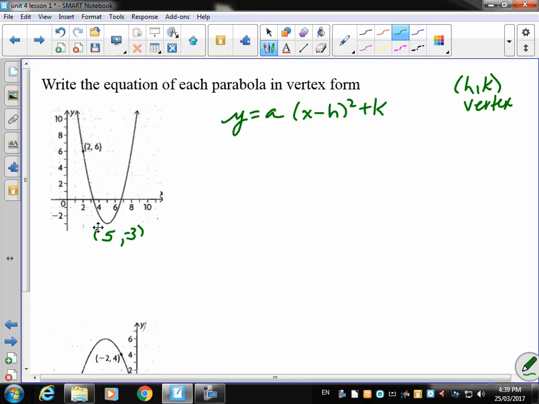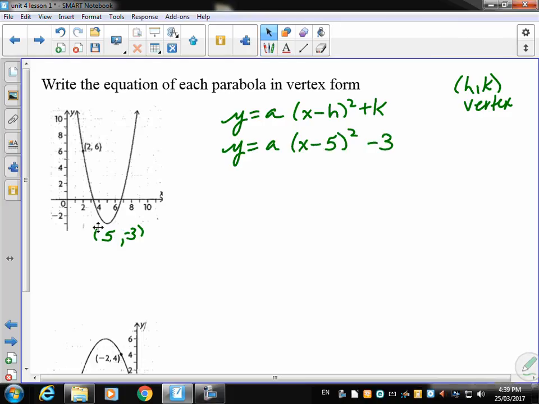So the vertex for this thing is 5 and negative 3. So what I know so far is that my equation is going to look like this. And be careful, if you have a vertex that's 5 to the right, you do write it as negative 5 in your bracket. What I want to know now is that A value, the shape.